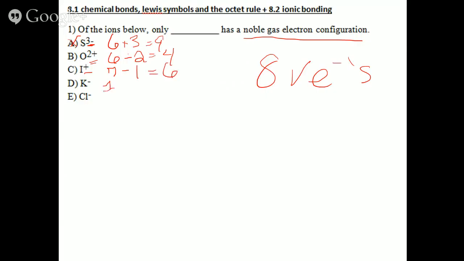Potassium, we had 1 valence electron. That minus is saying that we gained another electron, so it has 2. So hopefully E is our answer. Chlorine has 7 valence electrons. That -1 charge tells us we gained an electron, and that means we have 8 valence electrons. So choice E.